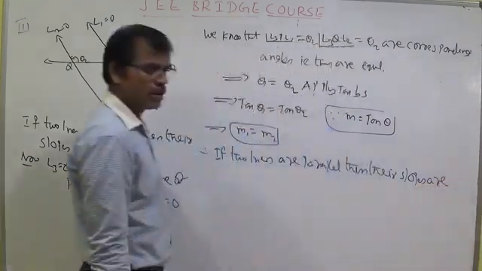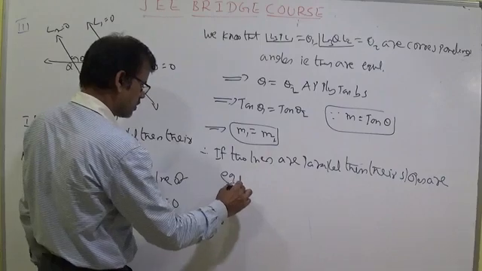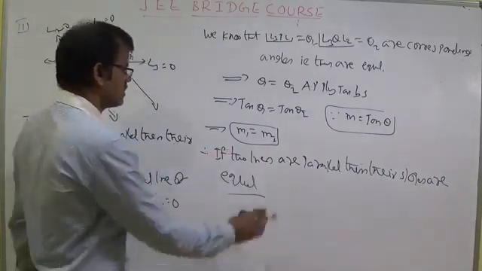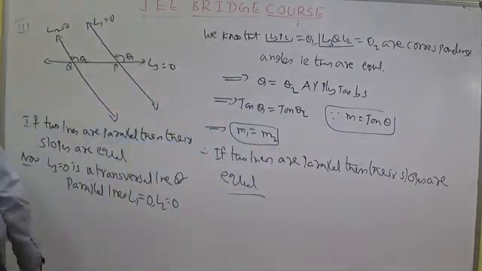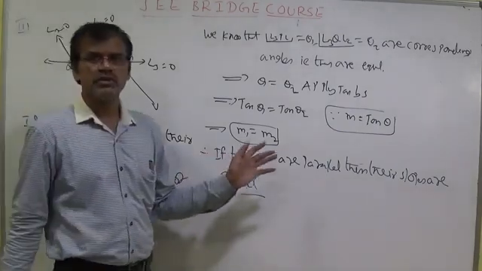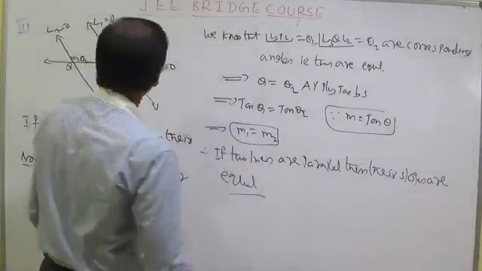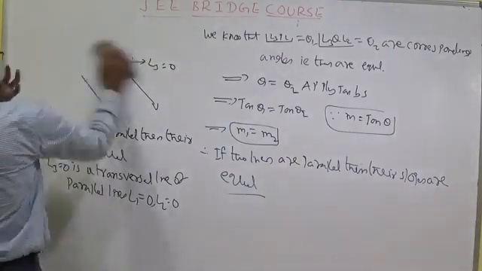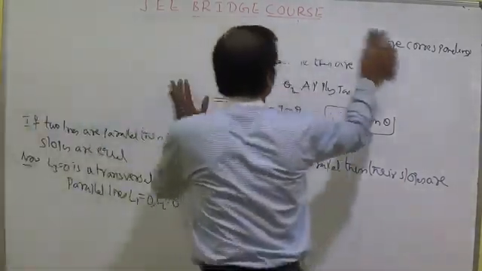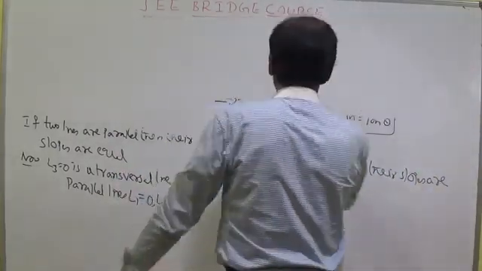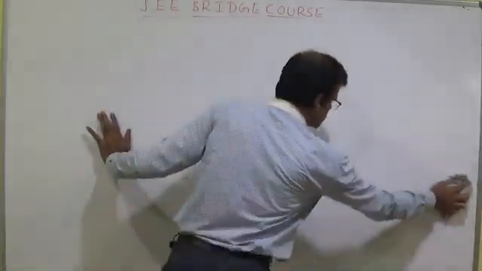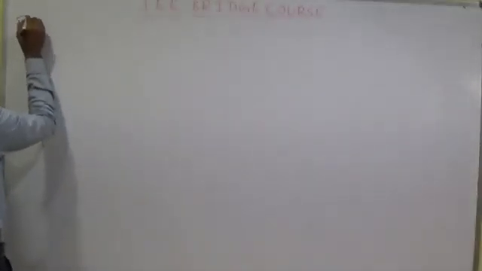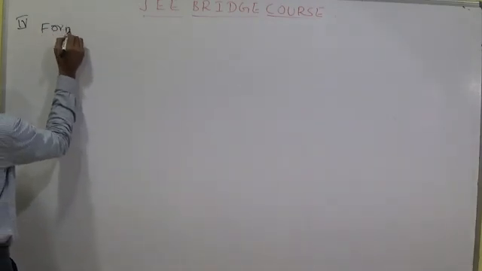Two lines are parallel, then their slopes are equal. That is m1 equal to m2 here. If the slopes are equal, then the two lines have to be parallel. Now, today's last concept, let us discuss perpendicular lines. Before discussing perpendicular lines, we should discuss trigonometric formulae.